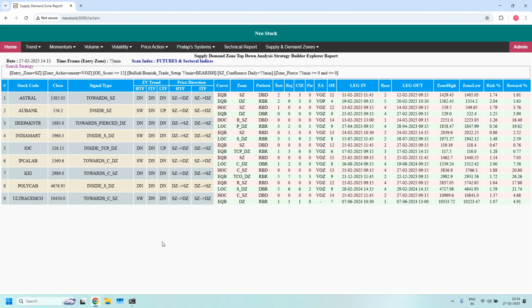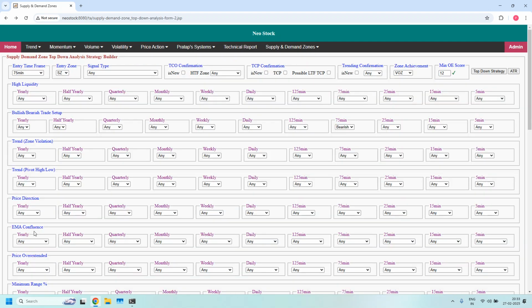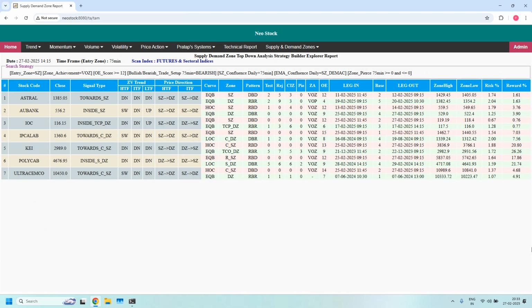So let's verify. In the EMA confluence at the daily time frame, I am setting the filter: daily supply zone having daily EMA confluence. Anyway, the trend is downtrend for all the stocks. So now we got 7 stocks.